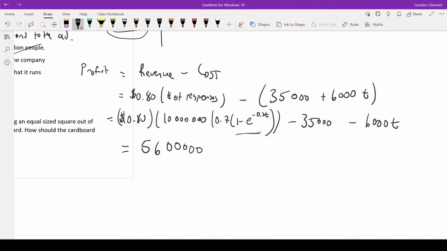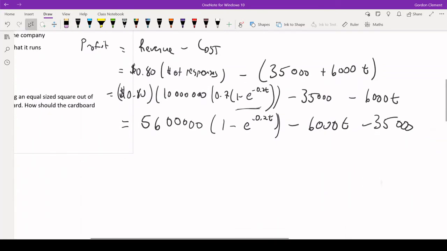So that's, just counting my zeros, the 0.7 times 0.8 times 10 million. We still have this bracket with the e function there. And then I'm going to write the minus 6,000 per day minus 35,000. So there's our profit function, simplified as much as we're going to for right now. So we're going to try and find the maximum value here.